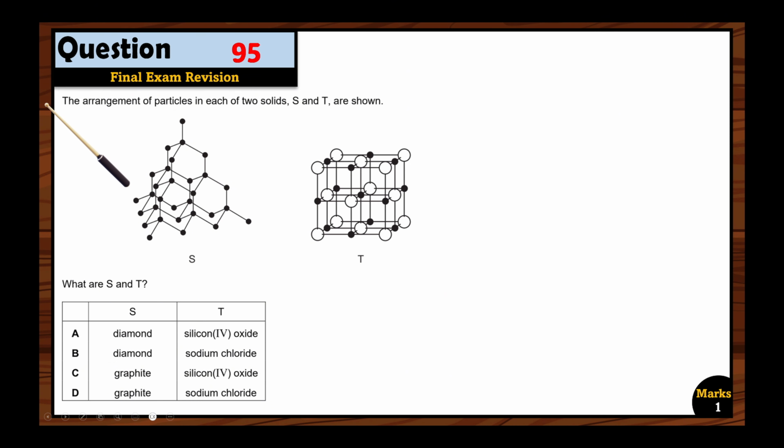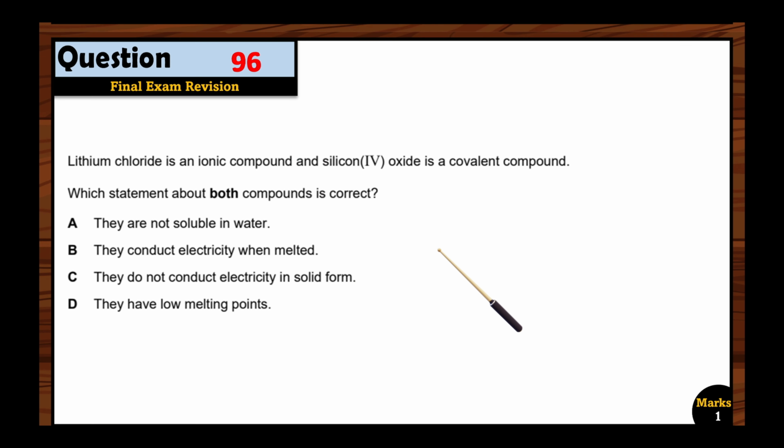Question 95, the arrangement of particles in each of the two solids, S and T, is shown here. If you see S, it is simply a diamond structure, tetrahedral. T looks like an ionic compound, right? So what are S and T? This one is diamond. Of course, it's a diamond. Now let's see which option is right. Silicon oxide has the same structure as S. So T is actually sodium chloride, an ionic compound. So option B is correct.